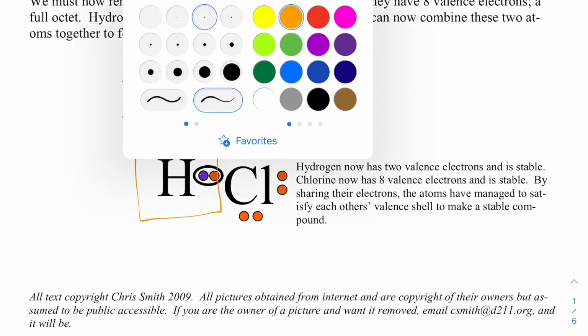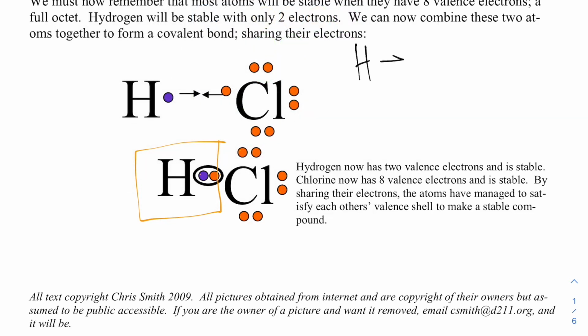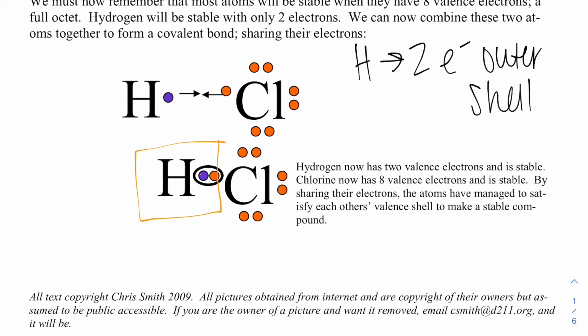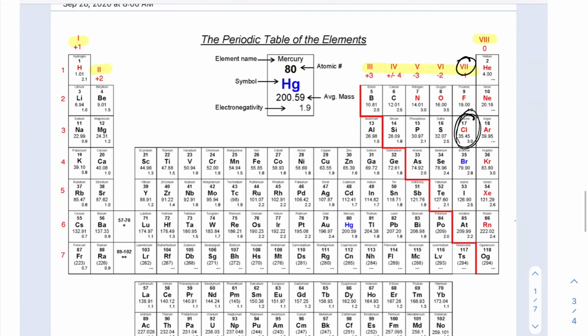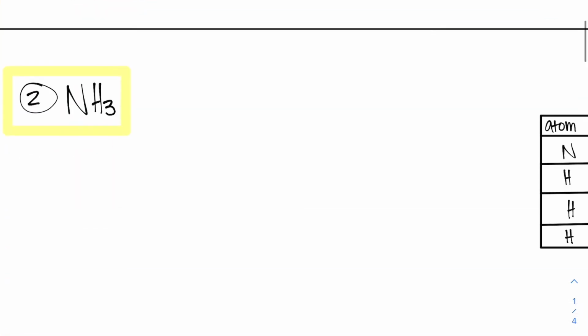Hydrogen is one of these exceptions to the octet rule. It likes to have 2 electrons in its outer shell. This is what makes it the most happy or the most stable. So hydrogen is one of those exceptions to that octet rule. Instead of having 8 electrons, it's happy with just 2. So let's try a couple of examples so that we can figure out exactly how we put these Lewis structures together.